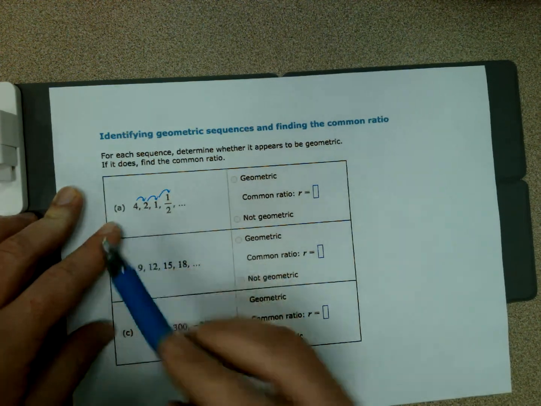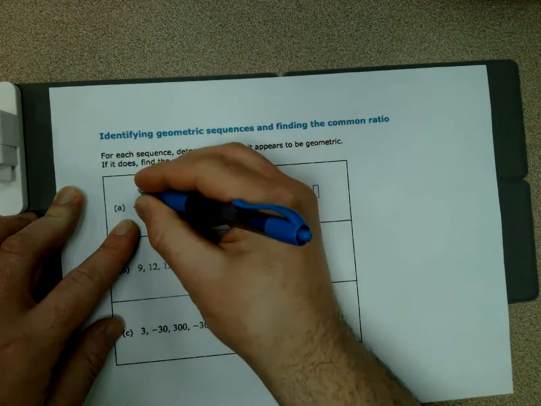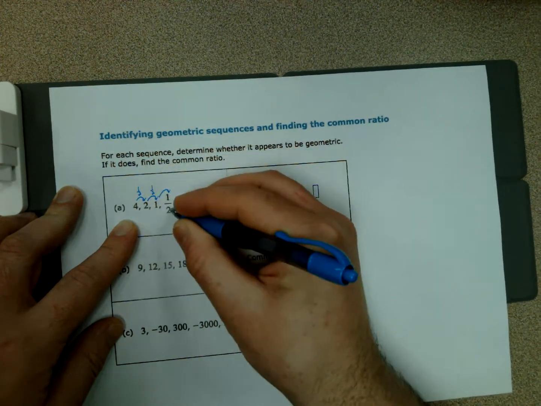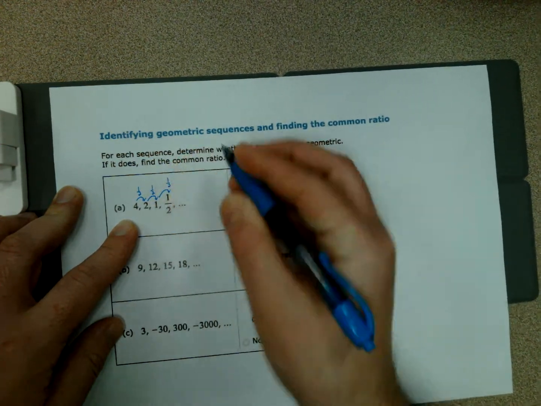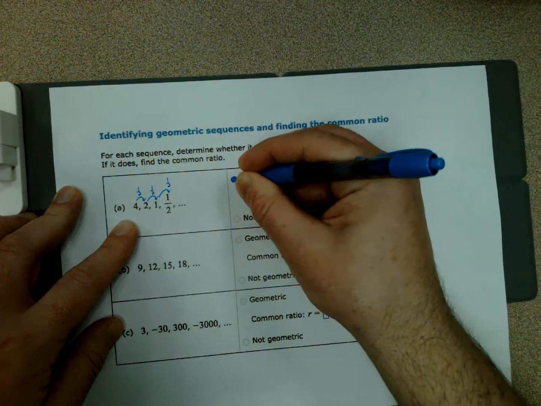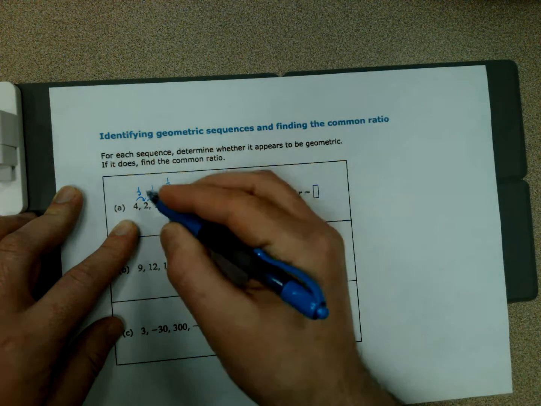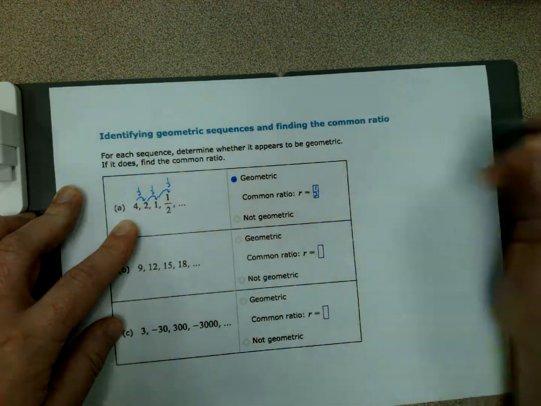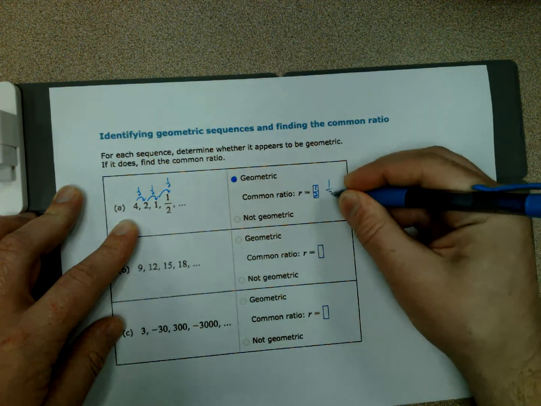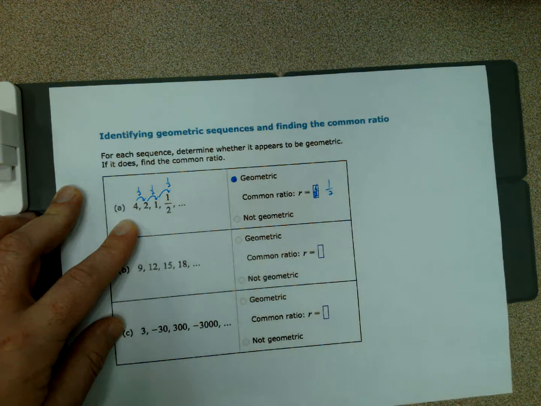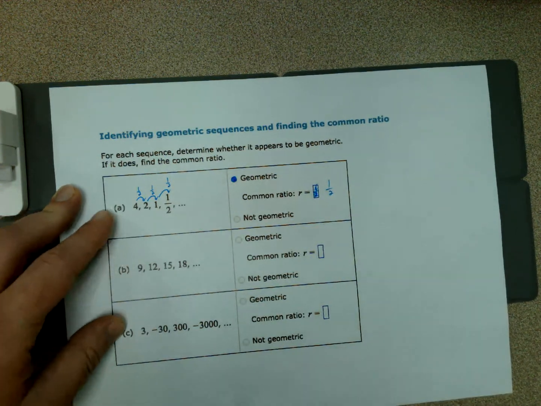So here I have 2 divided by 4, which is 1/2. 1 divided by 2, which is 1/2. 1/2 divided by 1, which is 1/2. Since it's the same for all of those, it is geometric. And that 1/2, that number that keeps showing up, is your common ratio. So it is geometric, and the common ratio is 1/2.